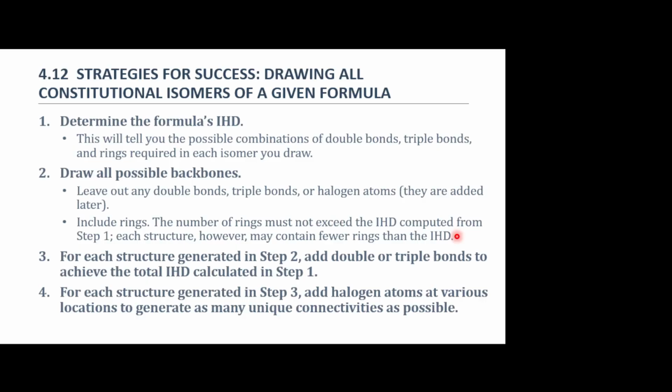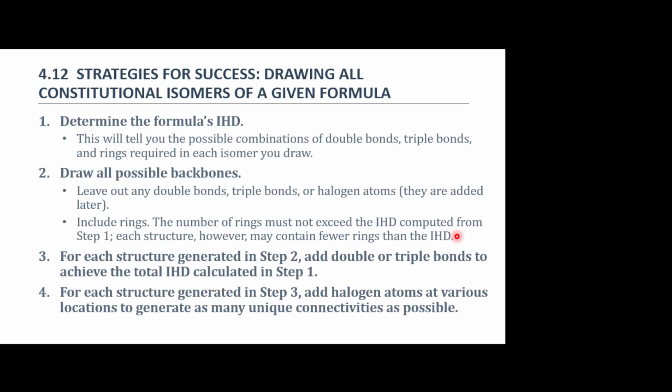Make sure you include rings. Again, that number of rings cannot exceed the IHD. And so if you have an IHD of 1, 2, or 3, any IHD numbers, you're going to probably have ring structures you have to come up with, okay? It's certain. You absolutely will have some sort of isomers that are rings, okay? If you have an IHD of 0, do you need to worry about a ring? No. Can't have a ring, can you?